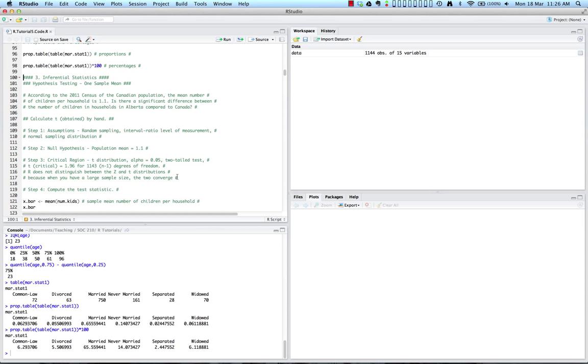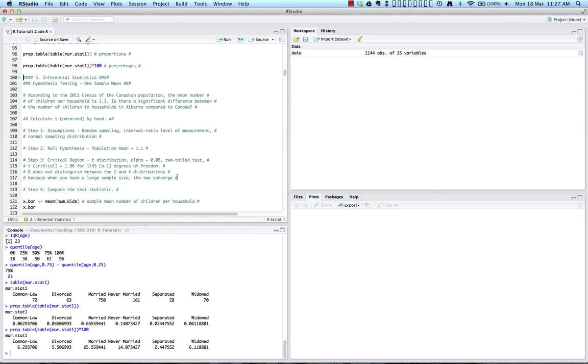Then in step 3, we're going to decide on our critical region. In class, we would have used a z-distribution because it's a large sample, but R does not distinguish between the z and t distributions because when you have a large sample size, the two converge. So in this case, we'll use a t-distribution. We'll set our alpha equal to 0.05, and we'll do a two-tailed test because we're interested in whether or not the values are equal. In this case, our t-critical is going to be plus or minus 1.96 for 1,143 degrees of freedom.